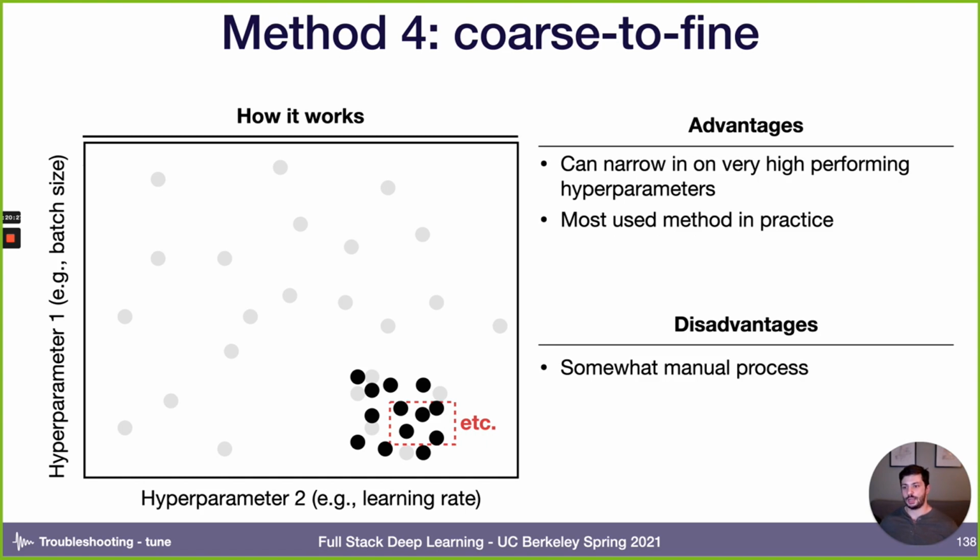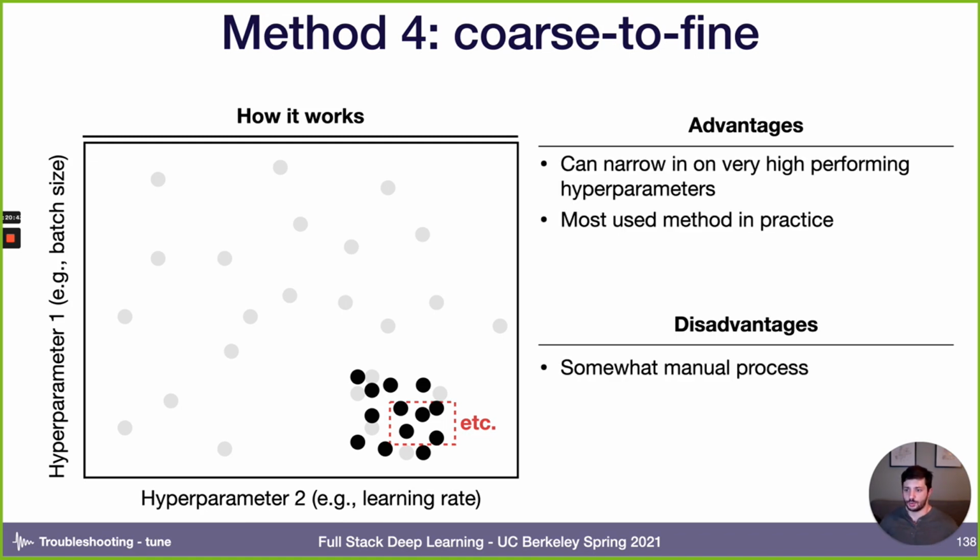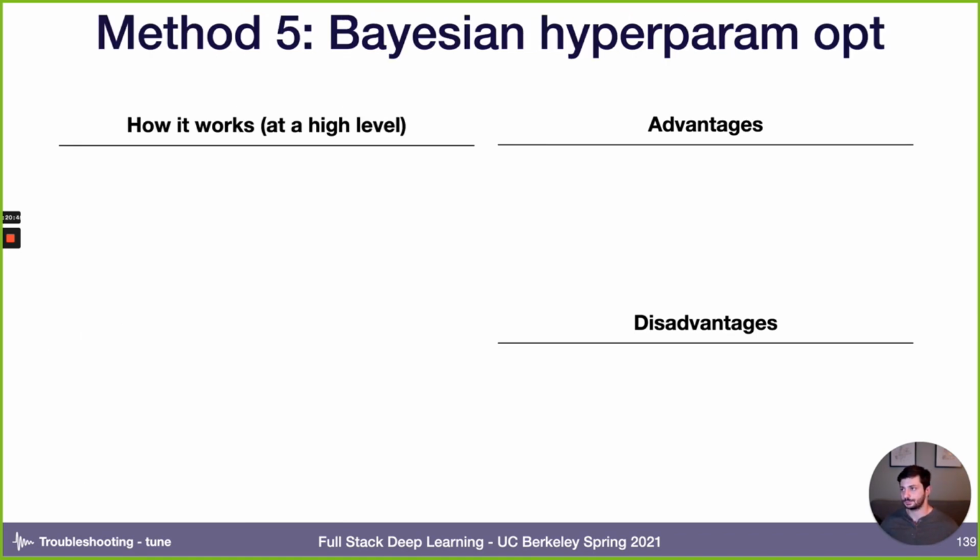The disadvantage is that it can be somewhat manual. Oftentimes there's a little bit of judgment that goes into deciding what's the exact range of the parameters that I want to sample when I reduce the size of my grid. But other than that, this is generally what I would really recommend doing in practice.